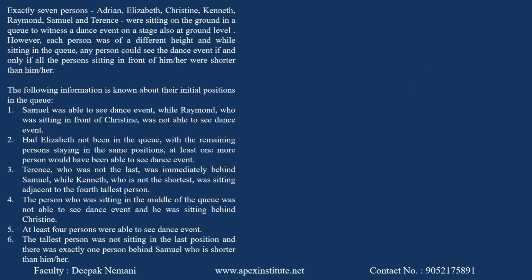Now coming to the arrangement. So here exactly 7 persons A, E, C, K, R, S, and T were sitting on a ground in a queue to witness a dance event on a stage, also at ground level. However, each person, we have discussed this, and we are given 6 statements, and we have 7 persons. A, 1 minute.